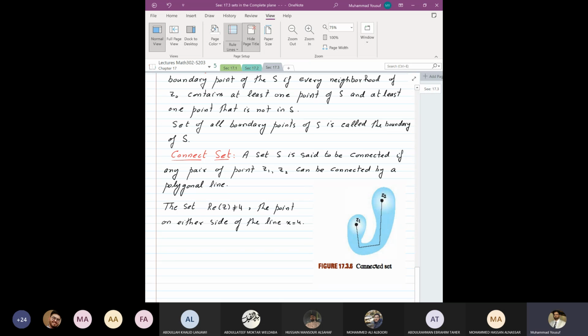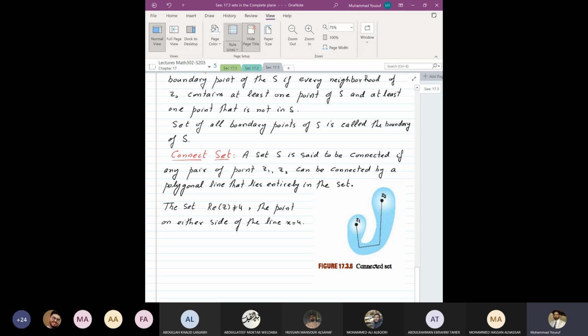Okay, here actually that is maybe confusing. By a polygonal line, I just forgot to complete this sentence, that lies entirely in the set. Yeah, I just forgot to mention this. But that is okay for this figure.